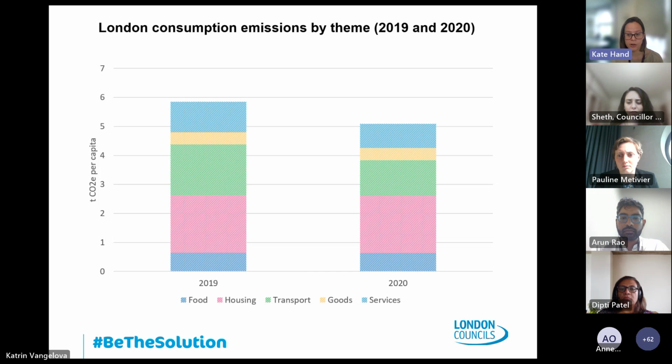We also see a 20-odd% decrease in services, which is the blue section at the top there, which is mainly reductions on private healthcare, but also restaurants and cafes. Again, not at all surprising when you remember what happened during COVID.